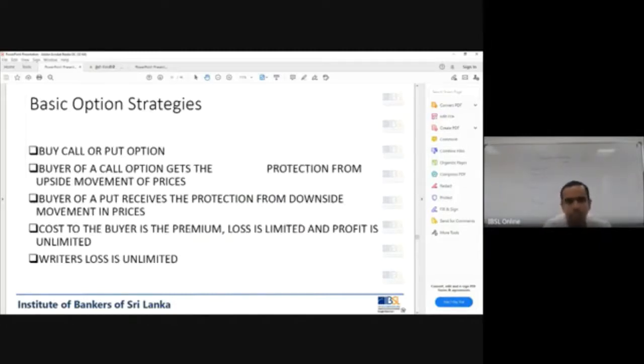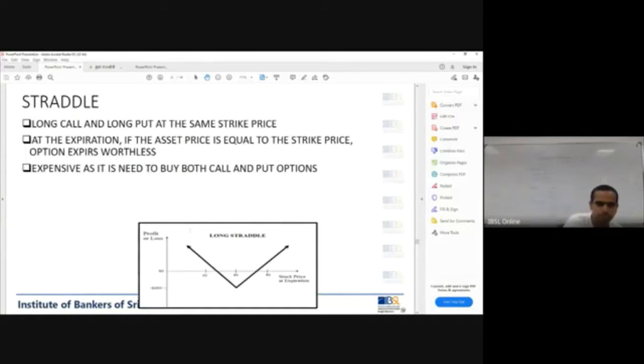The option strategies. How do you combine options to form various strategies based on market movements? Right. So buy a call or a put. Let's go to the strategy straight away. First one is called a straddle. Now, a straddle is buying a call option and a put option at the same strike price. That is called a straddle.